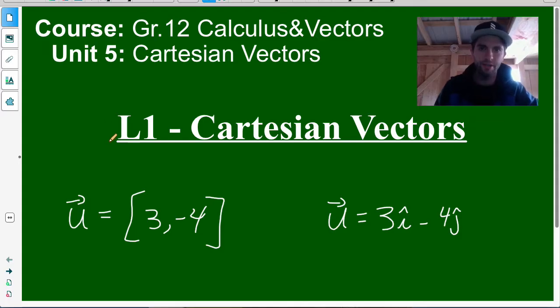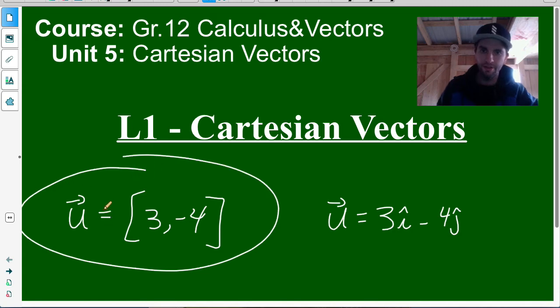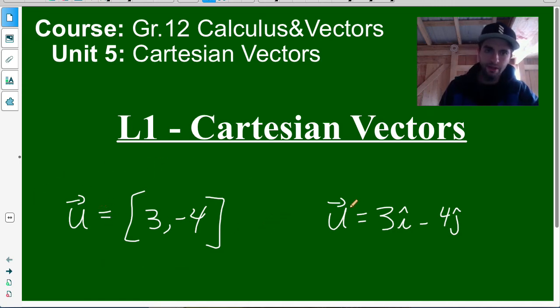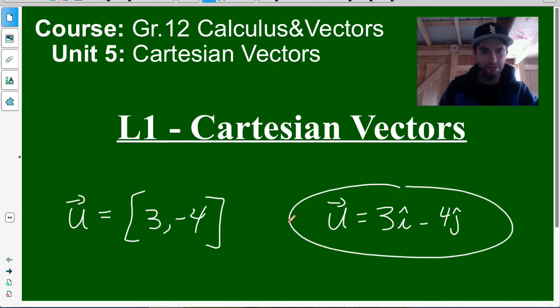So sometimes you'll hear Cartesian vectors called algebraic vectors. We're going to learn how to define vectors algebraically using Cartesian coordinates. So in this lesson, you're going to learn about the two different ways we can express algebraic vectors, either as a position vector in component form, or as a sum or difference of unit vectors i and j.